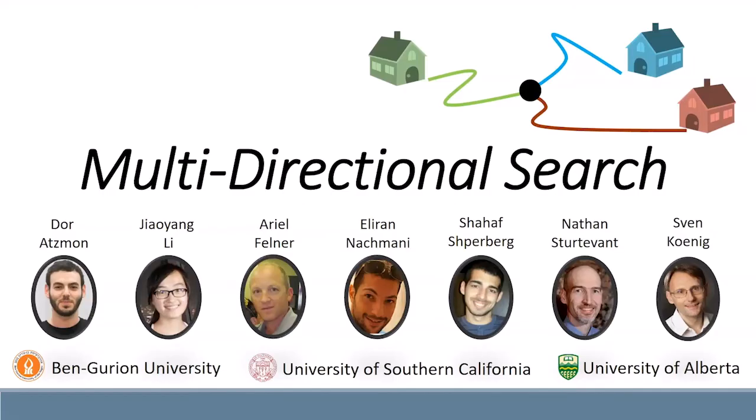Hi, I'm Dor Atzmon, a PhD student at Ben Gurion University. This research is called Multidirectional Search. This is joint work with Zhaoyang Li, Ariel Felner, Eliran Ahmani, Shahaf Shperberg, Nathan Sturtevant, and Sven Koenig.